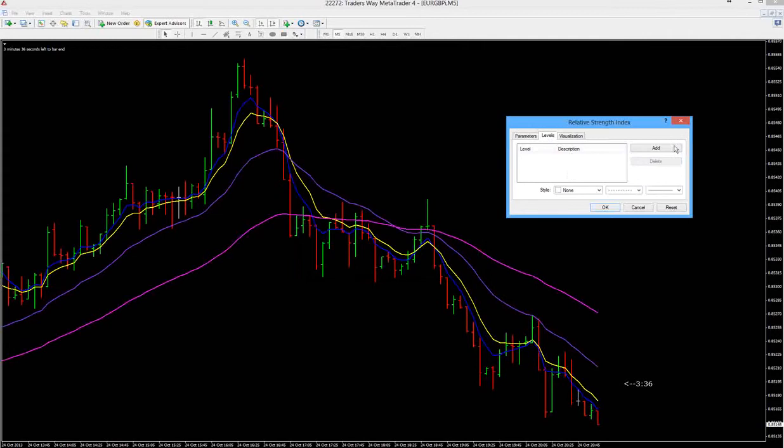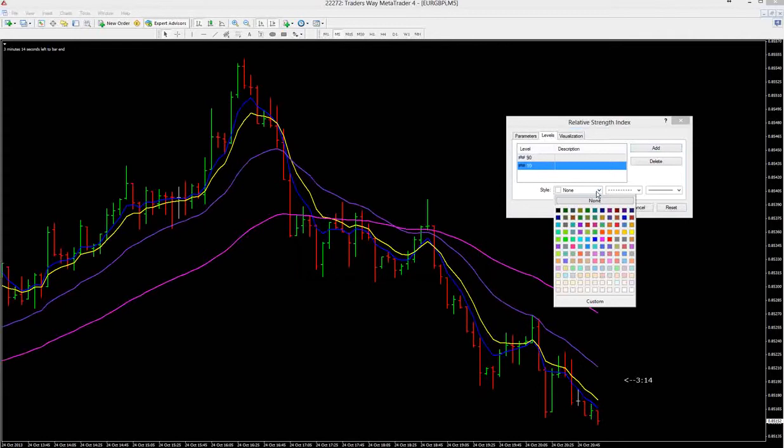So we want to go to Add. I'm going to put in 90. Some people use 92 and 8. I use 90 and 10. Now when we click OK, for visualization, we don't need to mess with it, just all time frames. Levels 90, 10.